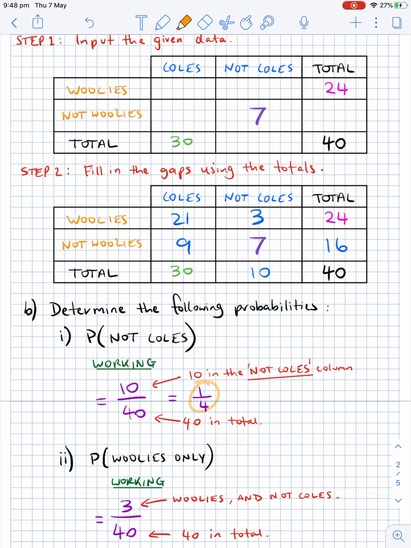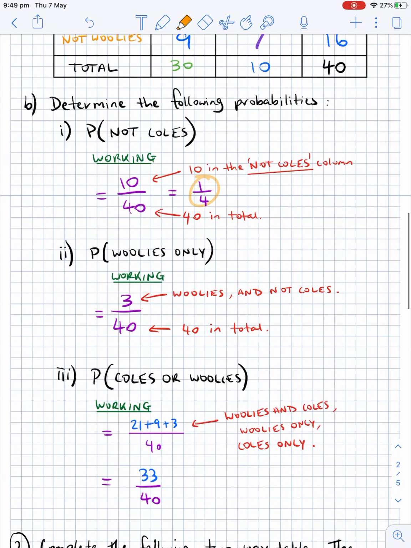Once you've completed your two-way table, you can use it to figure out certain probabilities. So first up, what's the probability of picking someone who does not like Coles? The way to do that is to go to the not Coles section. So not Coles is right here. How many people are not liking Coles? Well, the total is going to be 10. 10 people don't like Coles. So that's 10 out of the total of 40 people. So 10 out of 40, a 1/4 chance that someone does not like Coles.